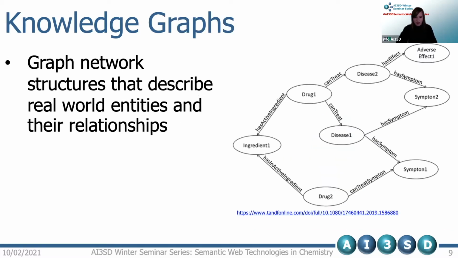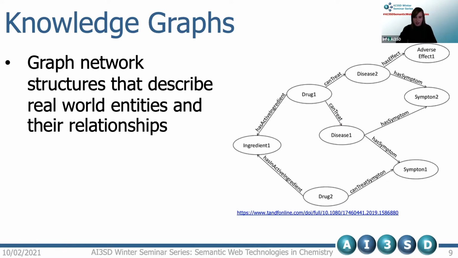So when we combine RDF with ontologies, we get knowledge graphs. There are a lot of fancy, slightly different definitions of knowledge graphs. One that I quite like is: knowledge graphs are essentially graph network structures to describe real-world entities and their relationships through the combination of linked data and ontologies. And it's that combination of linked data and ontologies that is the key.